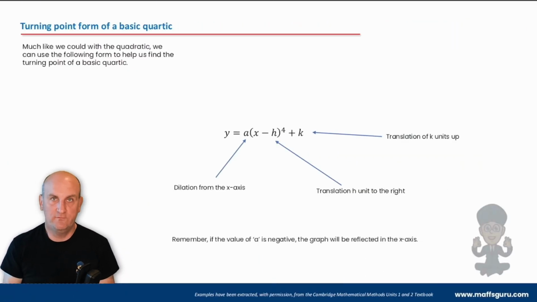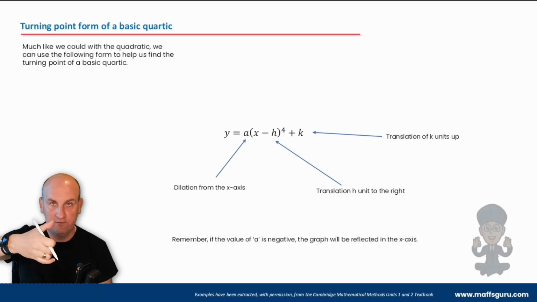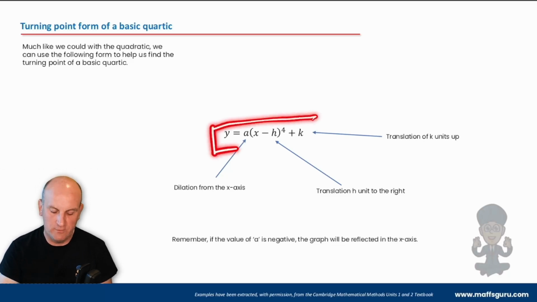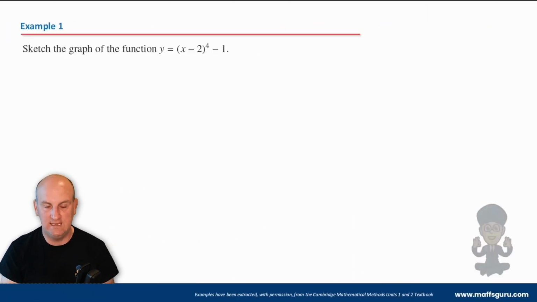The turning point form of a basic quartic is very, very similar to that of a quadratic. Do you notice the quadratic has a square there? This has to the power of 4. But this value of a is the dilation from the x-axis. This value of h is a translation h units to the right. And this value of k is a vertical translation of k units up. Again, remember that if this value of a is negative, that means the graph is going to be reflected, right? So again, it's knowing all of those tricks we've had before and how they can be applied here. But again, probably something for your summary book. Just write it in there. Make sure you understand what the general form of a basic quartic is. And again, it's a basic quartic.